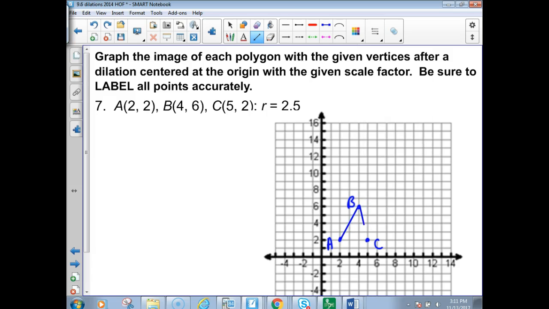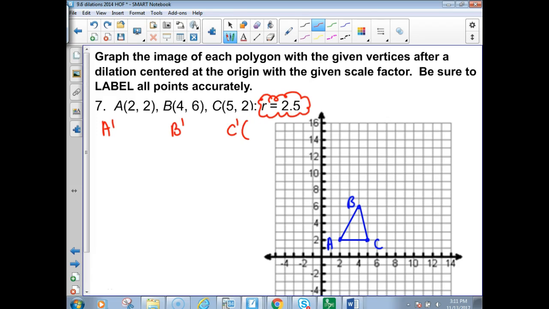Now I have a pretty small triangle to start, but it's going to grow because our scale factor is 2.5, and that means we're going to multiply the coordinates by 2.5. Let's see where they go. So I got to do 2 times 2.5, which is 5. So the first A prime can be at 5, 5.